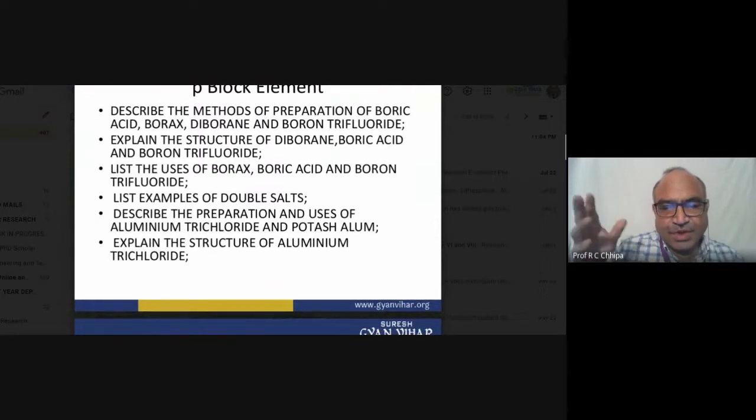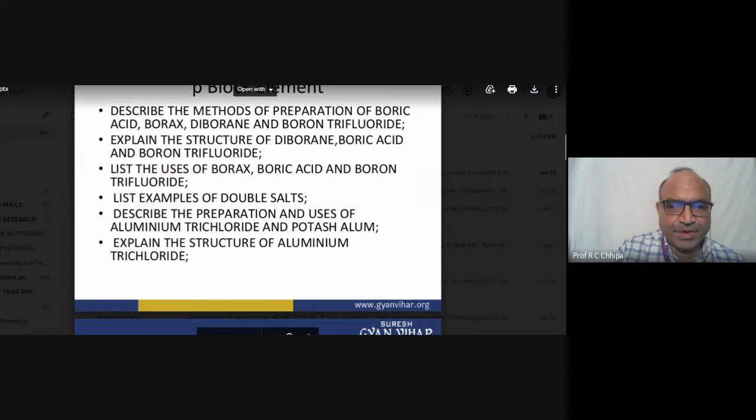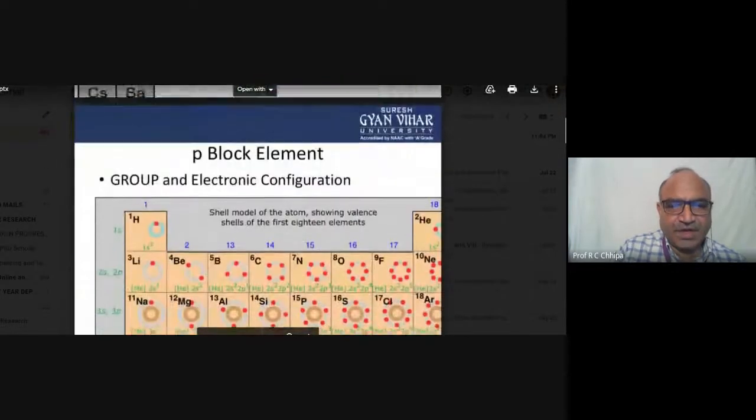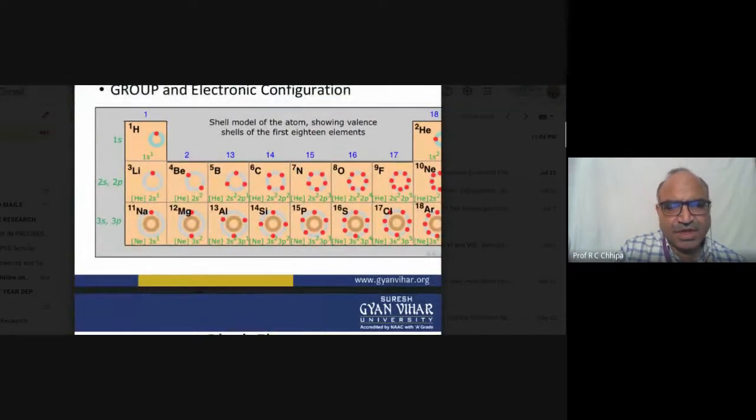This is also electron deficient, because three electrons from the three chlorines and aluminum. The electronic configuration indicates that aluminum, atomic number 13, is 1s2 2s2 2p6. So that is the 13, and that is the aluminum. So aluminum trichloride, whatever we can say for boron here, the three electrons.